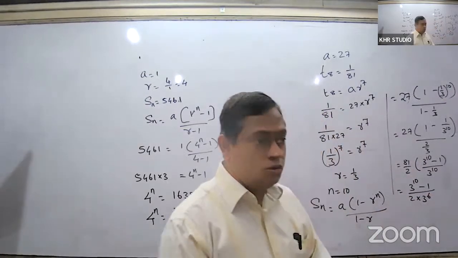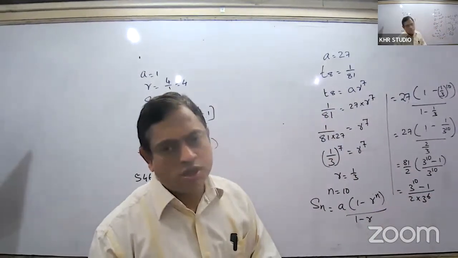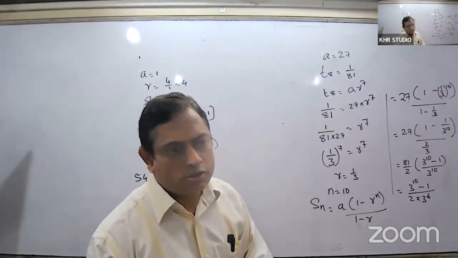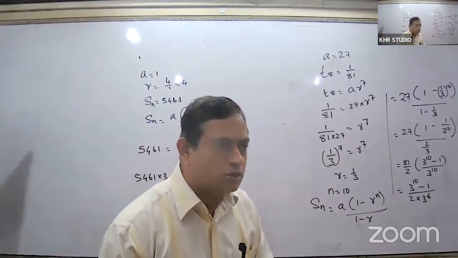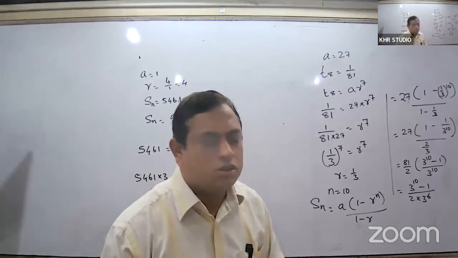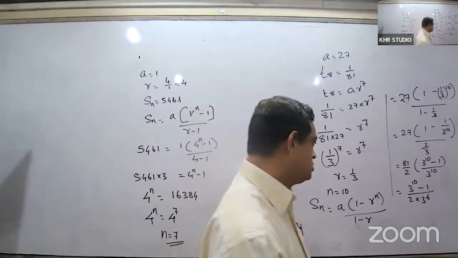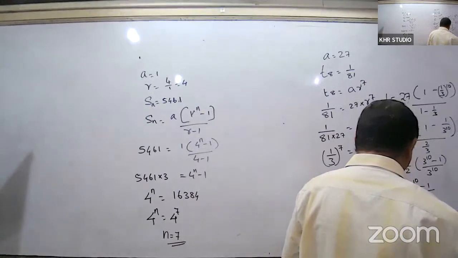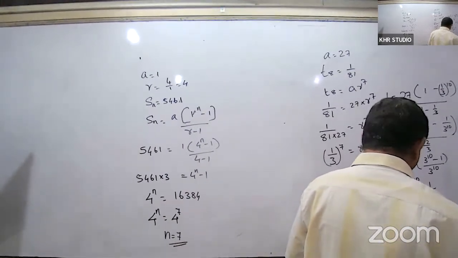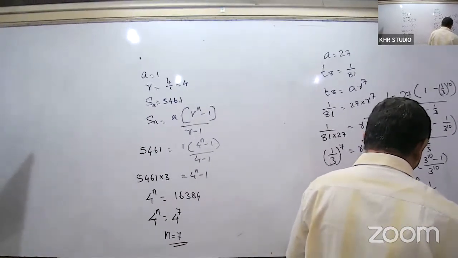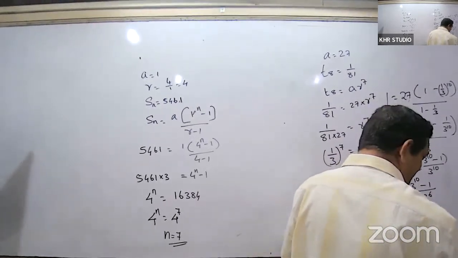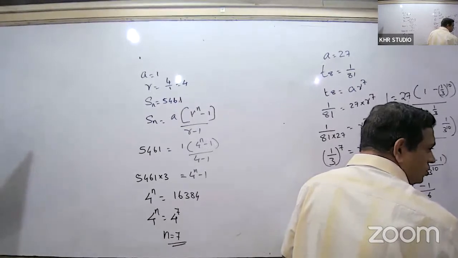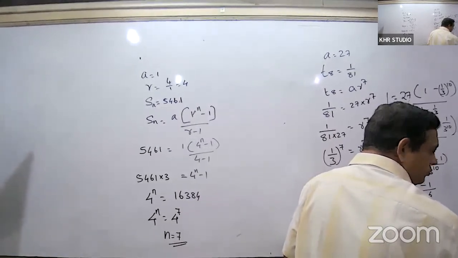81 is 3 raised to 4. 3 raised to 6 you can multiply. 3 raised to 6 is how much? 729. Now 3 cube is how much? 27. 27, sir. 729. 729 into 2 you can do. 729 into 2 is 1458.